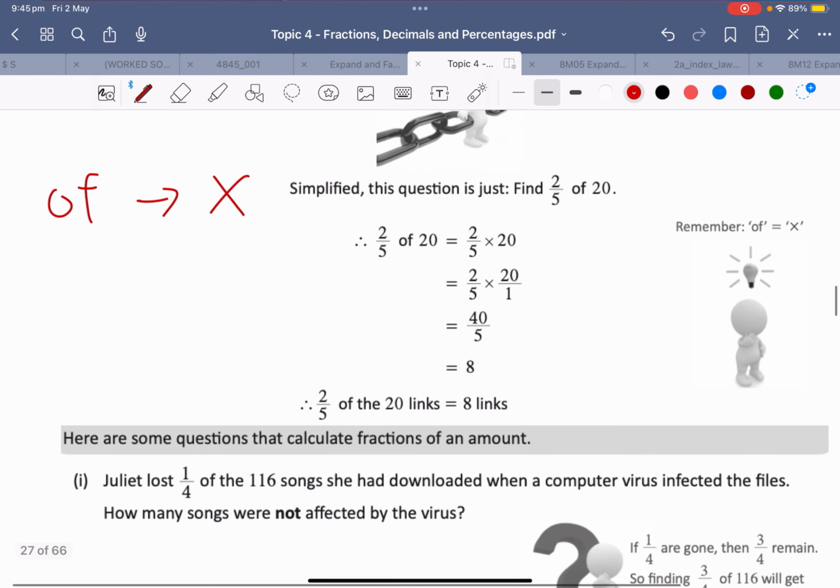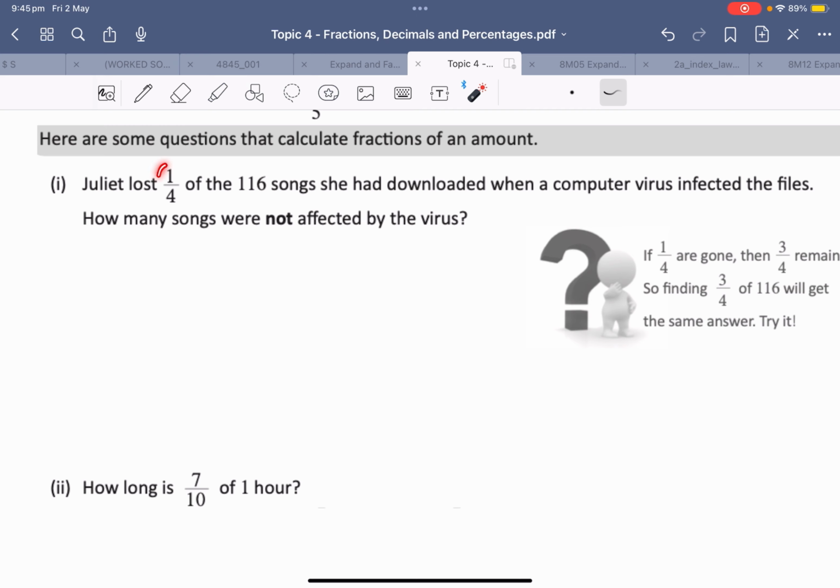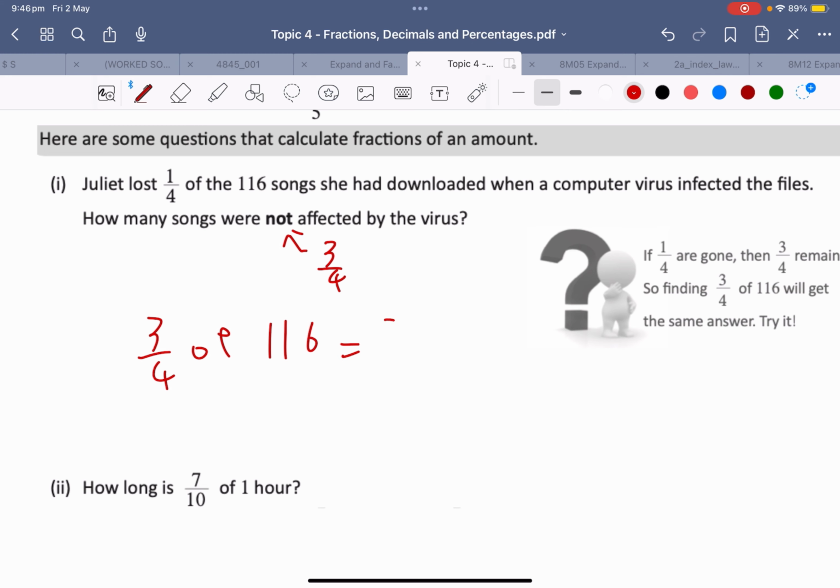As an example, Juliet lost 1/4 of the 116 songs she had downloaded when the computer virus infected the files. How many songs were not affected by the virus? Well, 1/4 was affected. That means 3/4 not affected, right? So I do 3/4 of 116, which is 3/4 times 116, which is so easy, right? We can definitely do this in our heads.